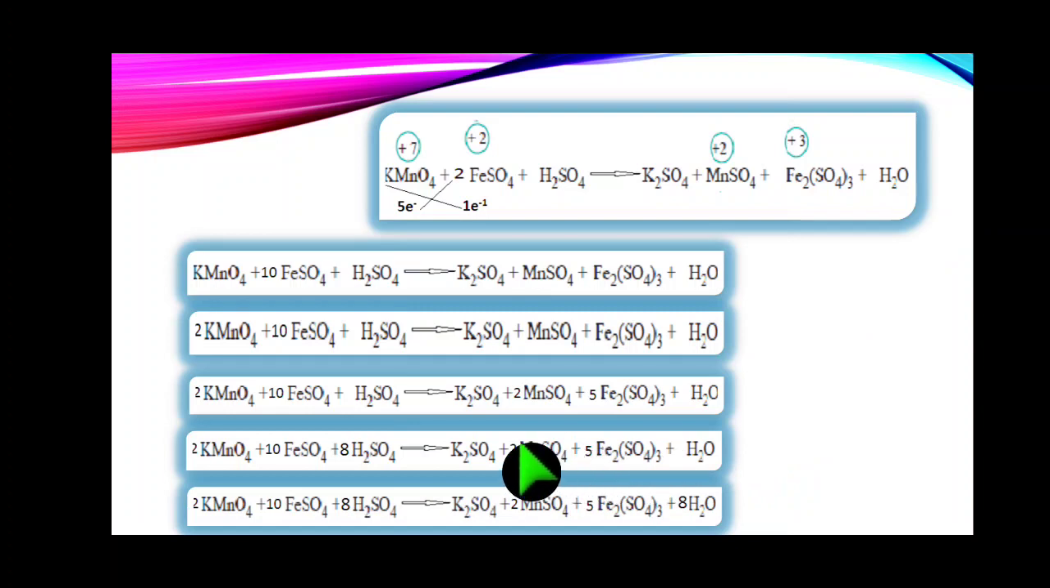Then finally hydrogen. After writing the 8, you see 8 H2, 8 H2 means 16 hydrogen. So 16 hydrogen. Here H2 is here, after writing the 8, 16 hydrogen will come. So all elements are balanced, right? This method is the oxidation number method.